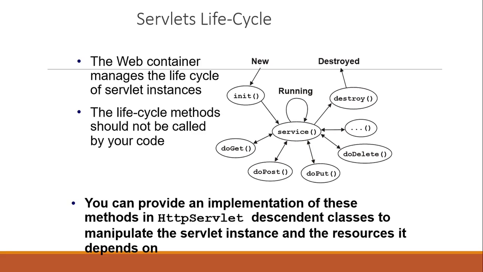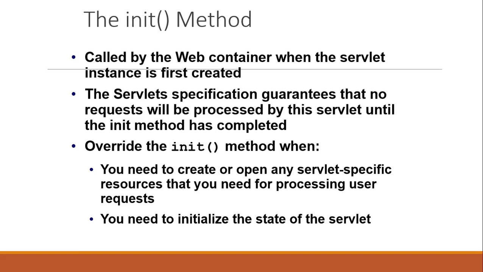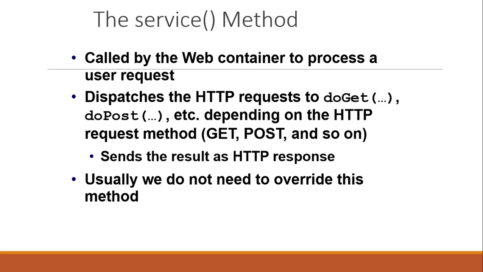Now next, you can provide an implementation of these methods in HTTP servlets. These classes manipulate the servlet's instance and resources. It depends on how these services are going to be used, like the init method, which is for initialization and is called by the web container when the servlet instance is first created. Override the init method when you need to create or open any servlet-specific resource. Means if you have any other resource you want to open or initialize, then you override the init method. The service method is also used for get, post and so on.